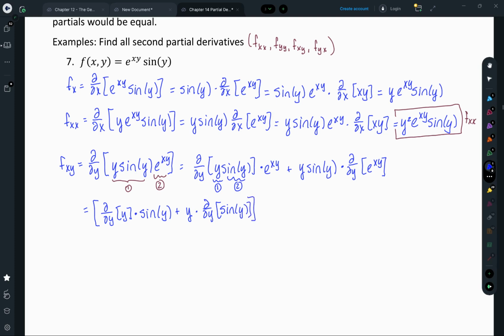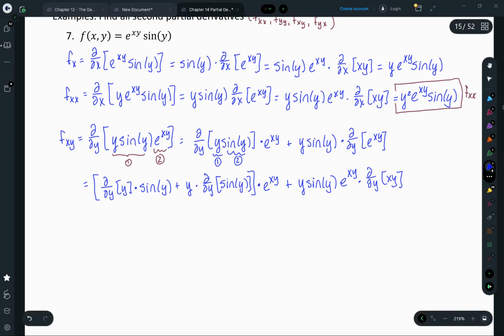Okay, so that just takes care of del y of y sine of y. I still have times e to the xy, plus y sine of y. Now del y of e to the xy will be e to the xy times del y of xy. All right, let's go through and take these last few derivatives that need to be taken.